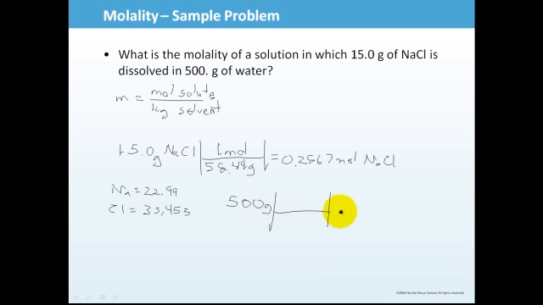And remember that there is 1 kilogram for every 1,000 grams. Right? Kilo means 1,000. So we put the grams on the bottom to cancel out our units, and that gives us 0.5 kilograms of the H2O.